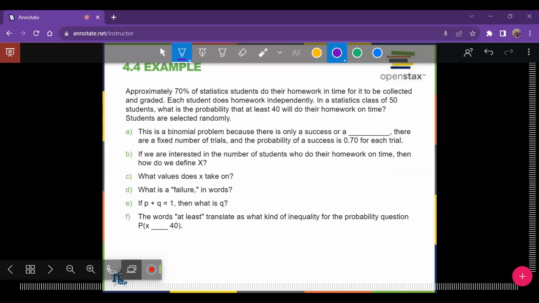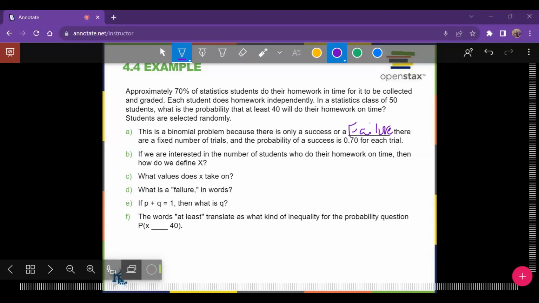Approximately 70% of statistics students do their homework in time for it to be collected and graded. Each student does homework independently. In a statistics class of 50 students, what is the probability that at least 40 will do their homework on time? Students are selected randomly. Okay, so this is a binomial probability because you can either succeed or fail, right? So here in this first question, this is binomial because there's only a success or a failure. You only do your homework, which is a success, or you don't do your homework, which is a failure.